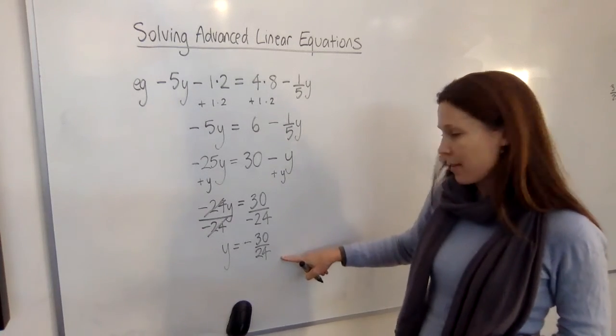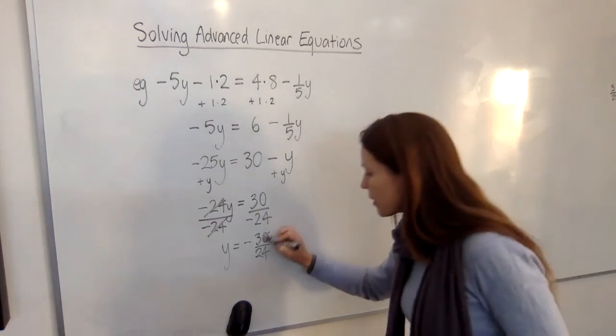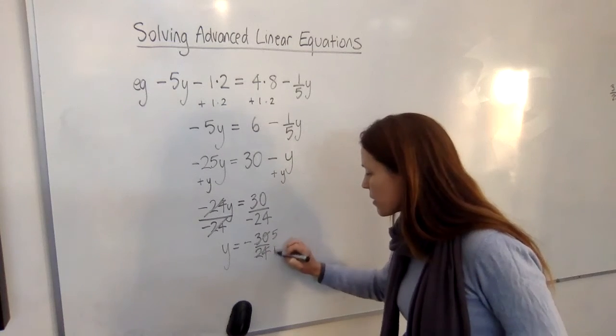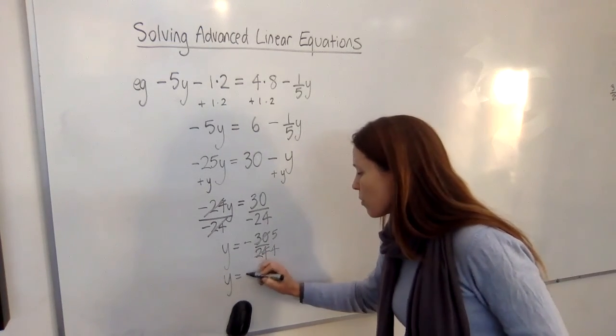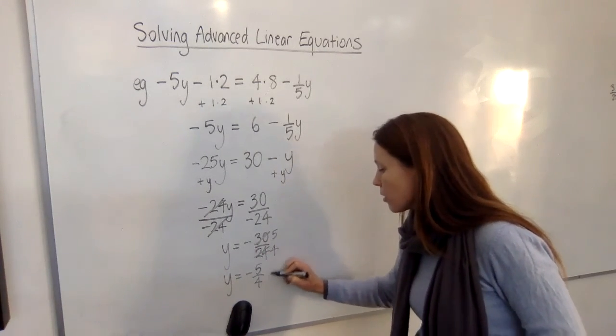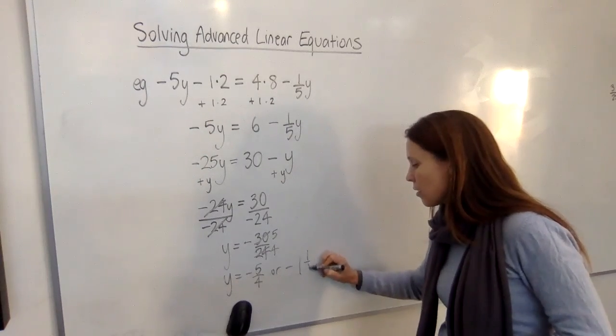Now I can simplify that fraction, can't I? I can divide the top by 6 and I can divide the bottom by 6. So I've got y is equal to minus 5/4 or minus 1 1/4.